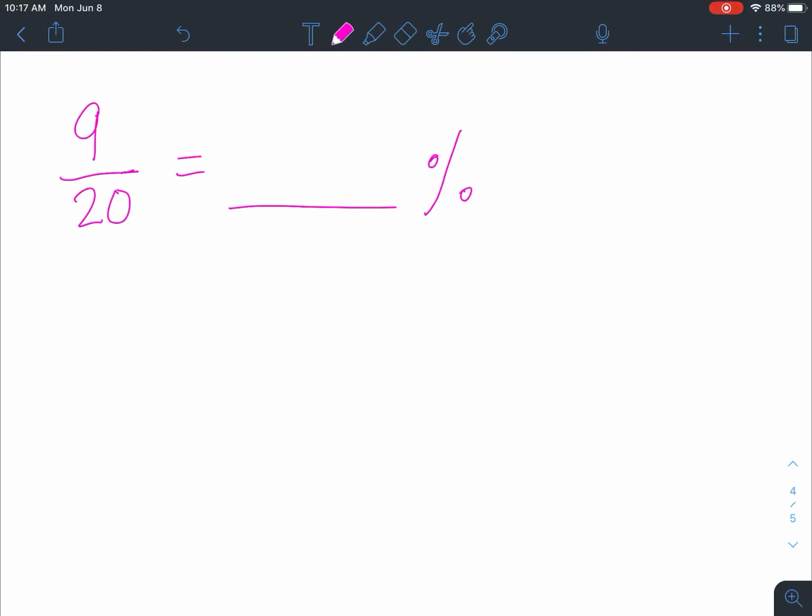So I have this fraction 9/20. I don't have a denominator of 100 and I'm trying to figure out what I need to do. Luckily, we've spent the year thinking and solving equivalent fractions. So I know I need to get to a denominator of 100. What do I have to do to my denominator to get to that 100? Think about your multiples. 20 times what is going to give you that 100?